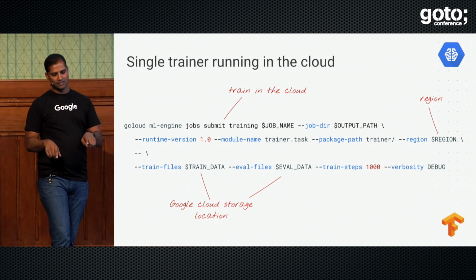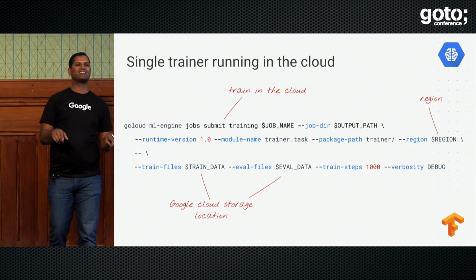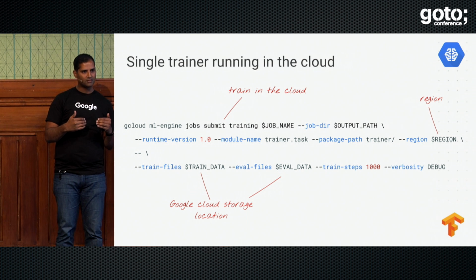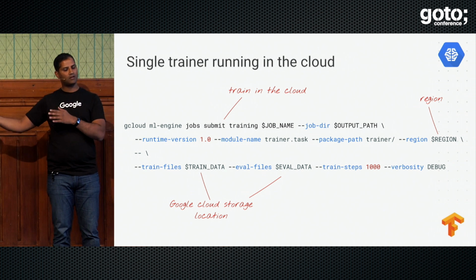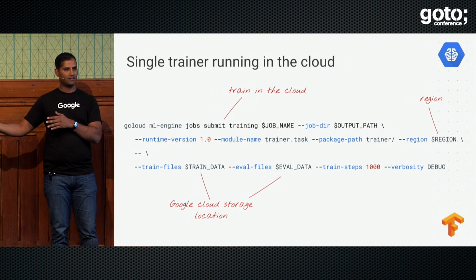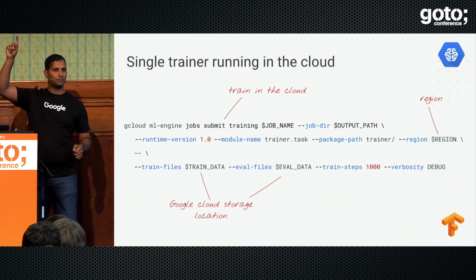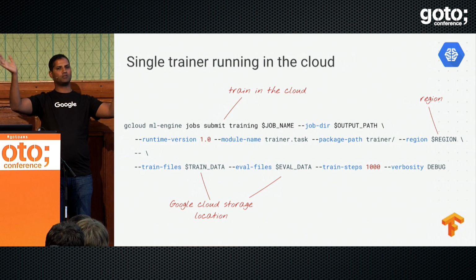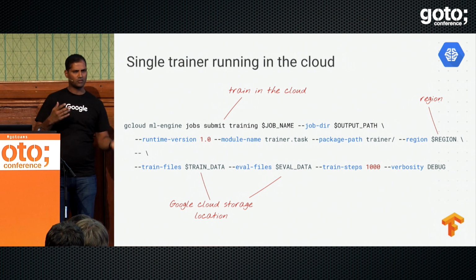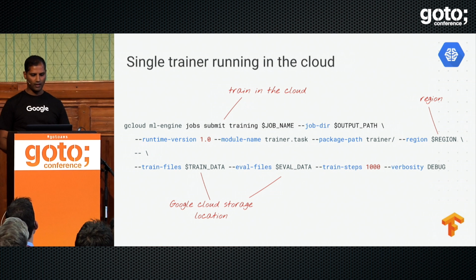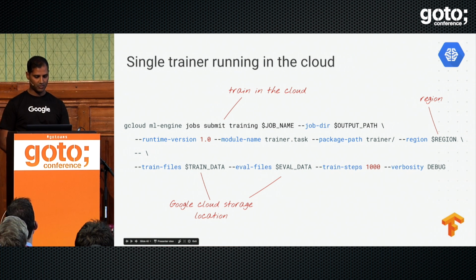And also in this case, the train data and the eval data are not your local file system anymore, but it's your Google Cloud Storage location. So what we've done is we uploaded the files to that location and said, okay, from now on, because you're in a cloud environment, you want to have fast access and not network latency or whatsoever. Execute it over there.